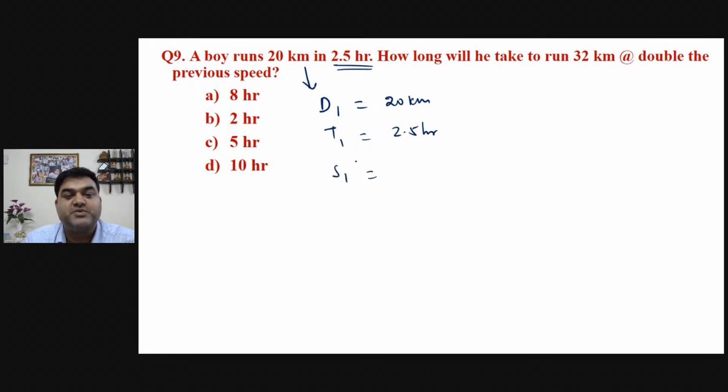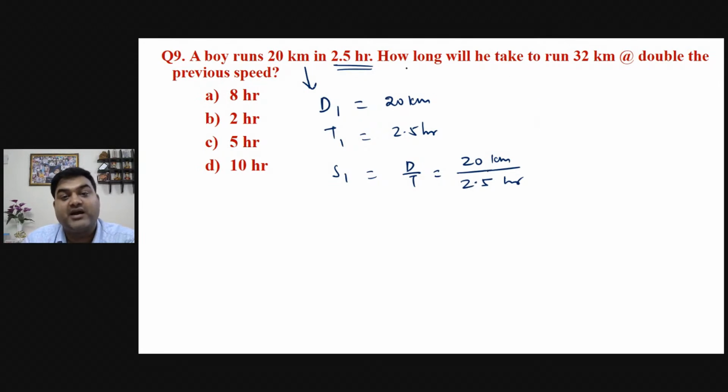So what will be the speed? Speed 1 is equal to, what is speed? Speed is equal to distance by time, isn't it? D by t. So 20 divided by 2.5, here kilometer, here hour, right? Kilometer per hour. So whatever you get, that is the speed. I'm not trying to solve it now.